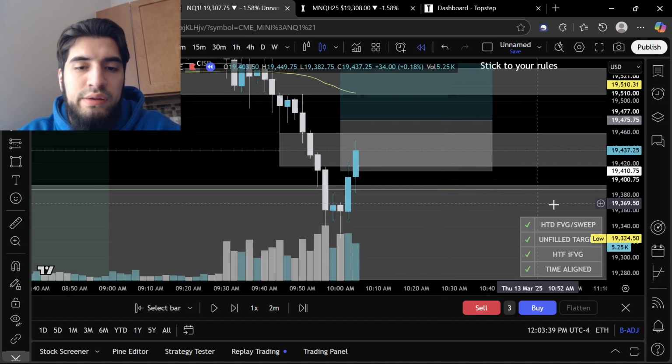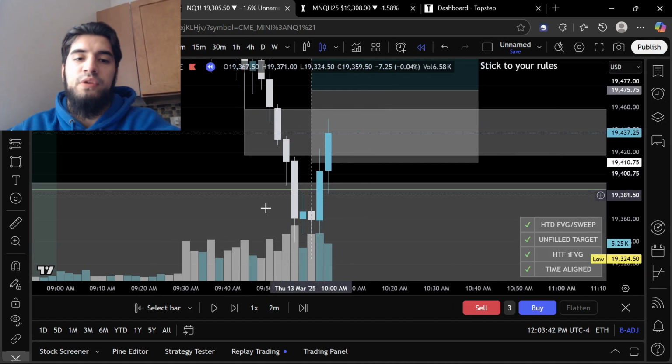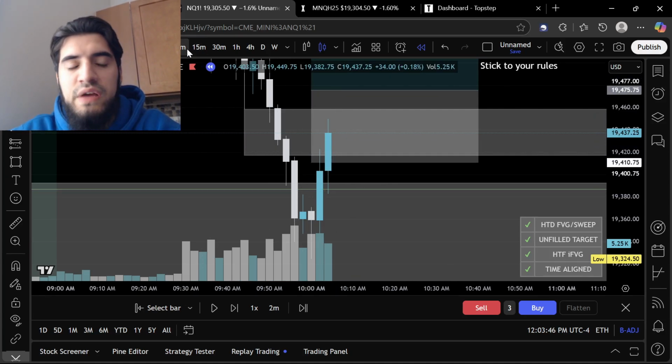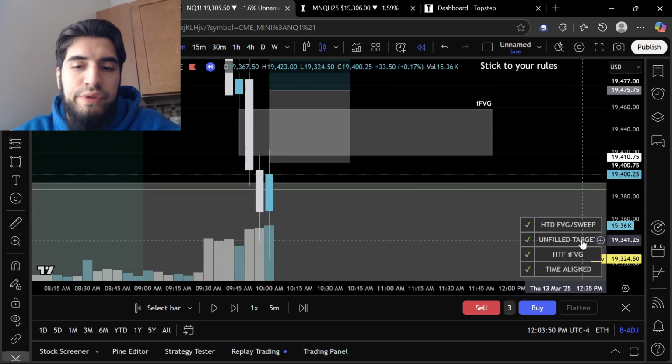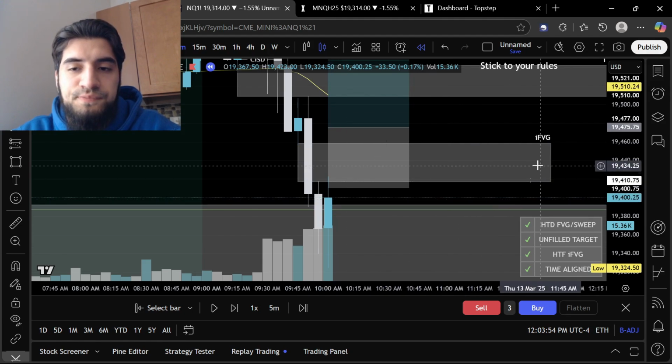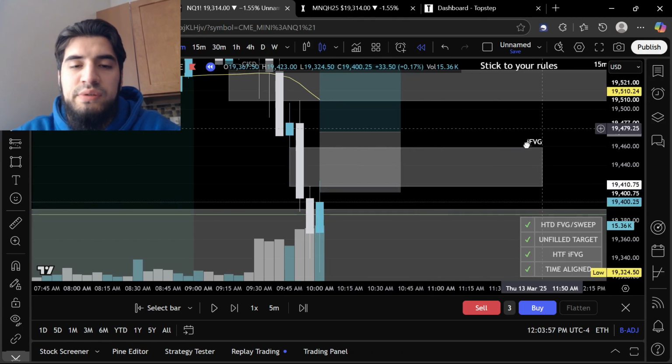I originally wanted to enter off of this 2-minute right here, on this 2-minute inverse, but we couldn't do that because the price already tapped into the 5-minute. So again, according to my rules, I have to wait for the highest time frame IFG. So now we had to wait until this 5-minute gets closed for us to be able to enter.